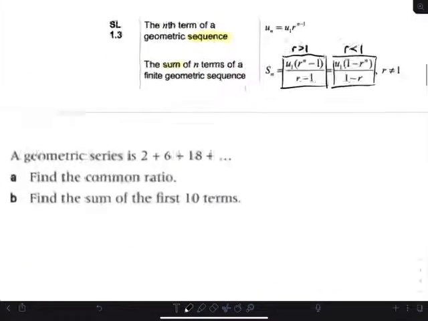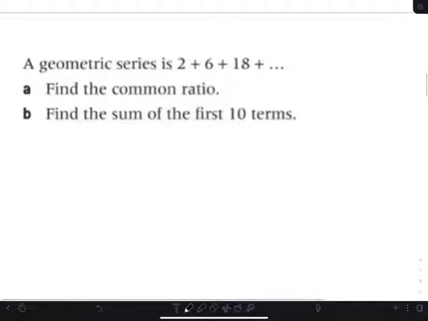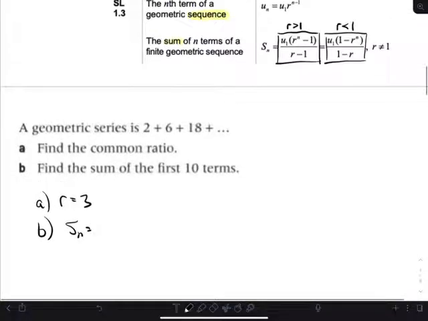So let's use it. A geometric series, 2, 6, 18. Find the common ratio, easy. In this case, it is 3. And B, find the sum of the first 10 terms. So I'm going to use that formula. So if I go take a look here, you could just use your formula booklet.